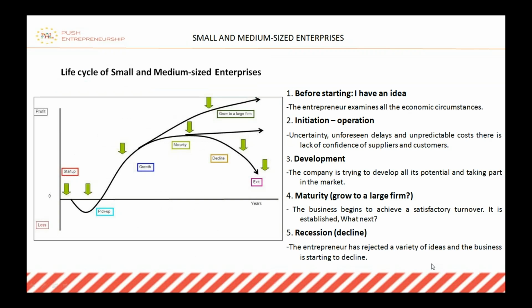The life cycle of this type of company consists of 5 steps. It first begins with the visualization of an opportunity, the idea detected. At this stage of introduction, the entrepreneur examines all the economic circumstances. He or she thinks about whether or not to create an investment.